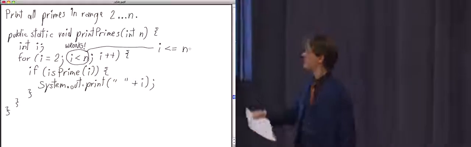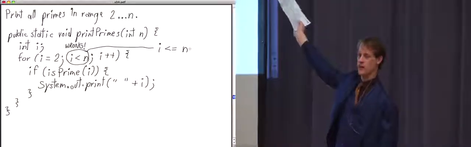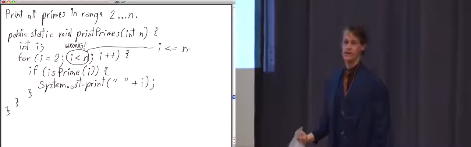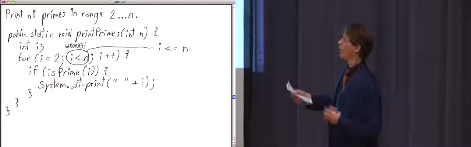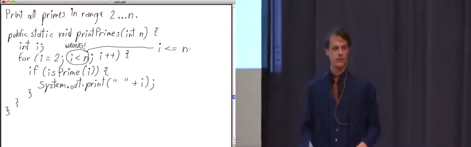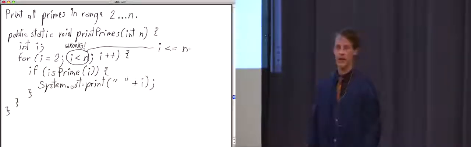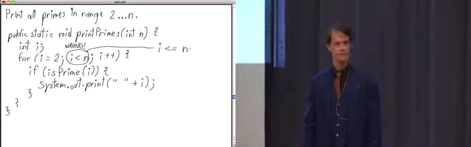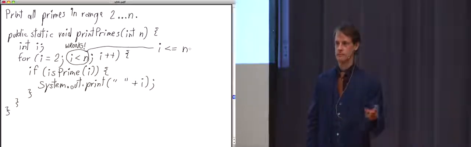All right, so let's suppose we've corrected the code now. It now says i less than or equal to n. When we finish the for loop and this method is about to return, what is the final value of i? Anyone?